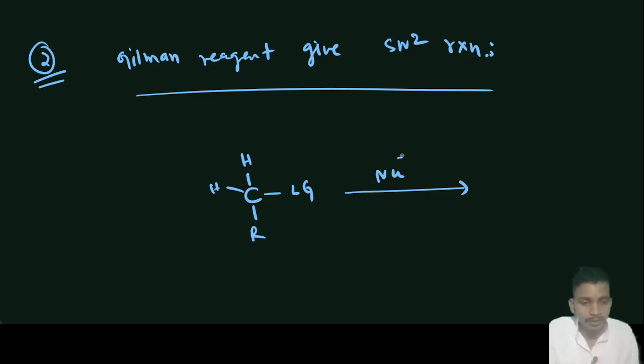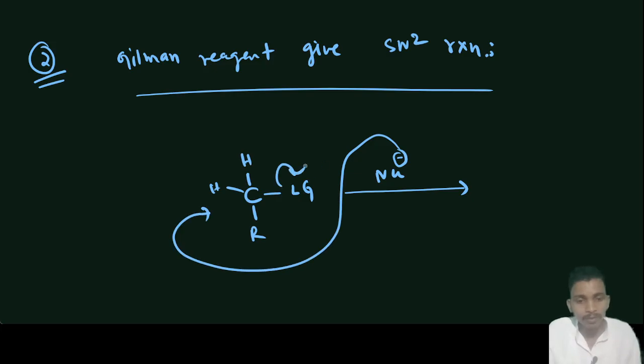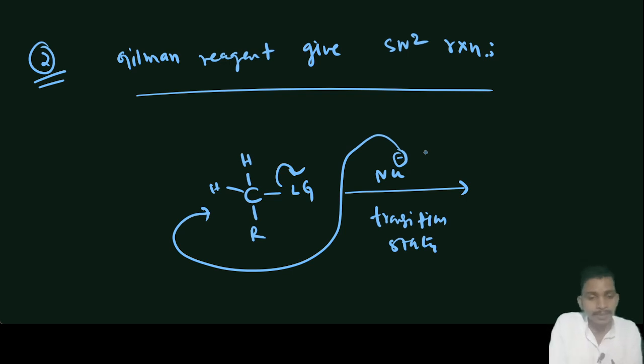Now if you give a nucleophile, it will do the backside attack, and the leaving group will leave. The transition state will occur here. At the same time the nucleophile attacks, the leaving group leaves. That is called an SN2 reaction.